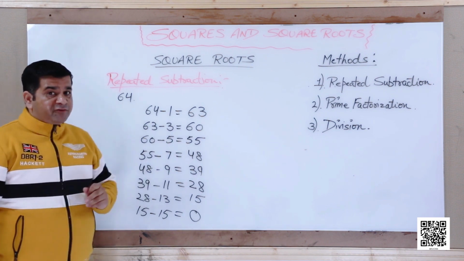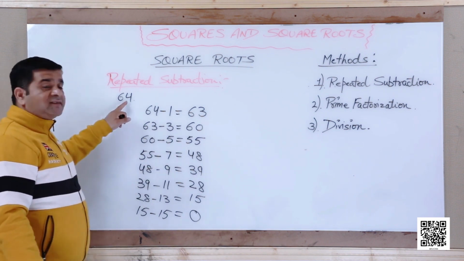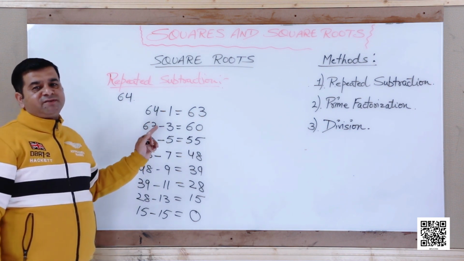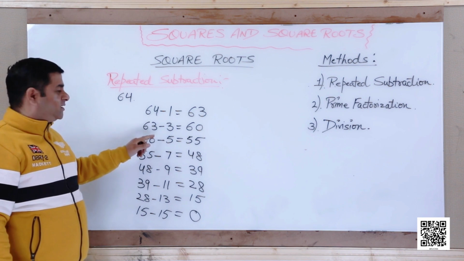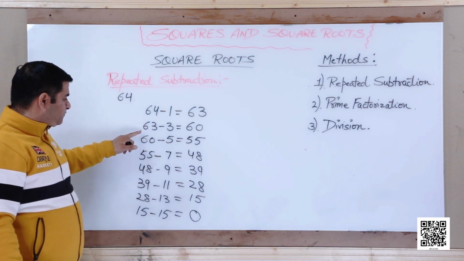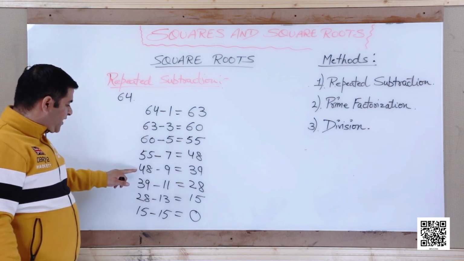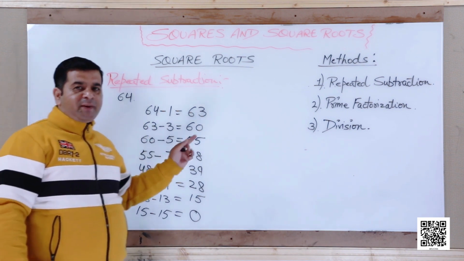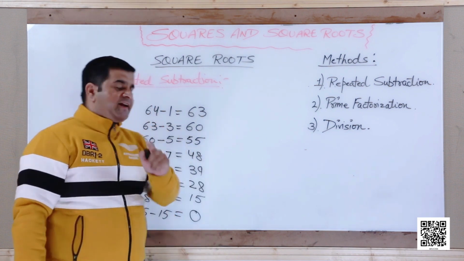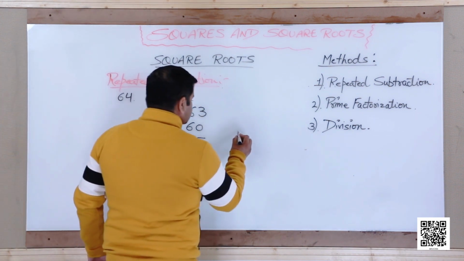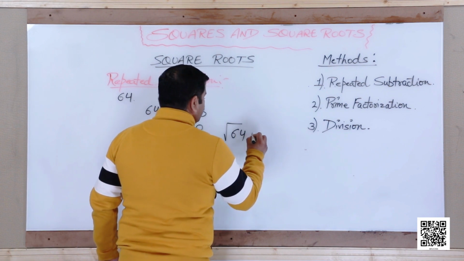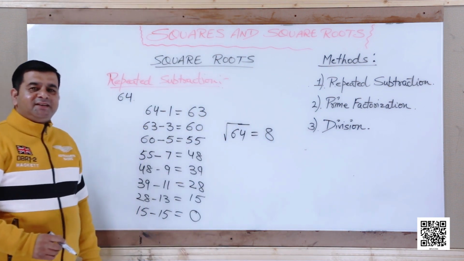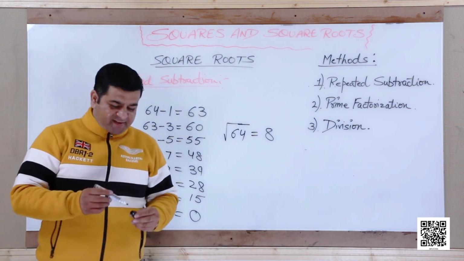Now, we have to find what is the square root of 64. So, let's count the number of steps that we have taken to subtract. 1, 2, 3, 4, 5, 6, 7, 8. It means how many odd numbers we have taken? 8. So, the square root of 64 will be 8. The square root of 64 is 8.